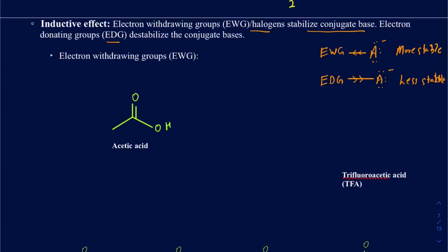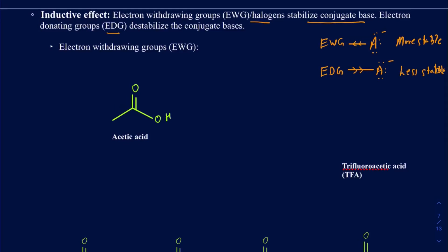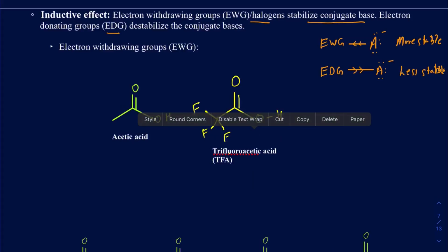So let's talk about an example here. Suppose I have acetic acid, and I'm going to compare this acetic acid with trifluoroacetic acid. In trifluoroacetic acid, everything is the same in terms of the functional group, but then you're going to have three fluorine atoms on it. Since these fluorines, halogens, are electron withdrawing groups, this is going to be the trifluoroacetic acid, or TFA. What it's going to do is pull the electrons onto itself.